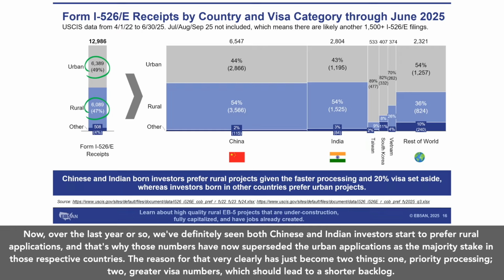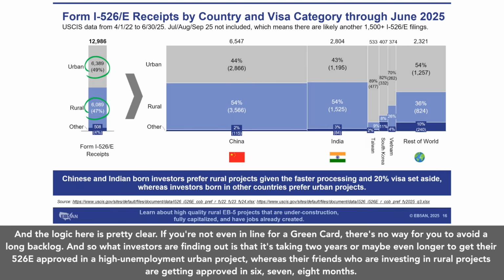The reason for that very clearly has just become two things. One, priority processing, two, greater visa numbers, which should lead to a shorter backlog. And the logic here is pretty clear, right? If you're not even in line for a green card, there's no way for you to avoid a long backlog. And so what investors are finding out is that it's taking 2 years or maybe even longer to get their 526E approved in a high unemployment urban project. Whereas in rural, their friends who are investing in rural projects are getting approved in like 6, 7, 8 months.